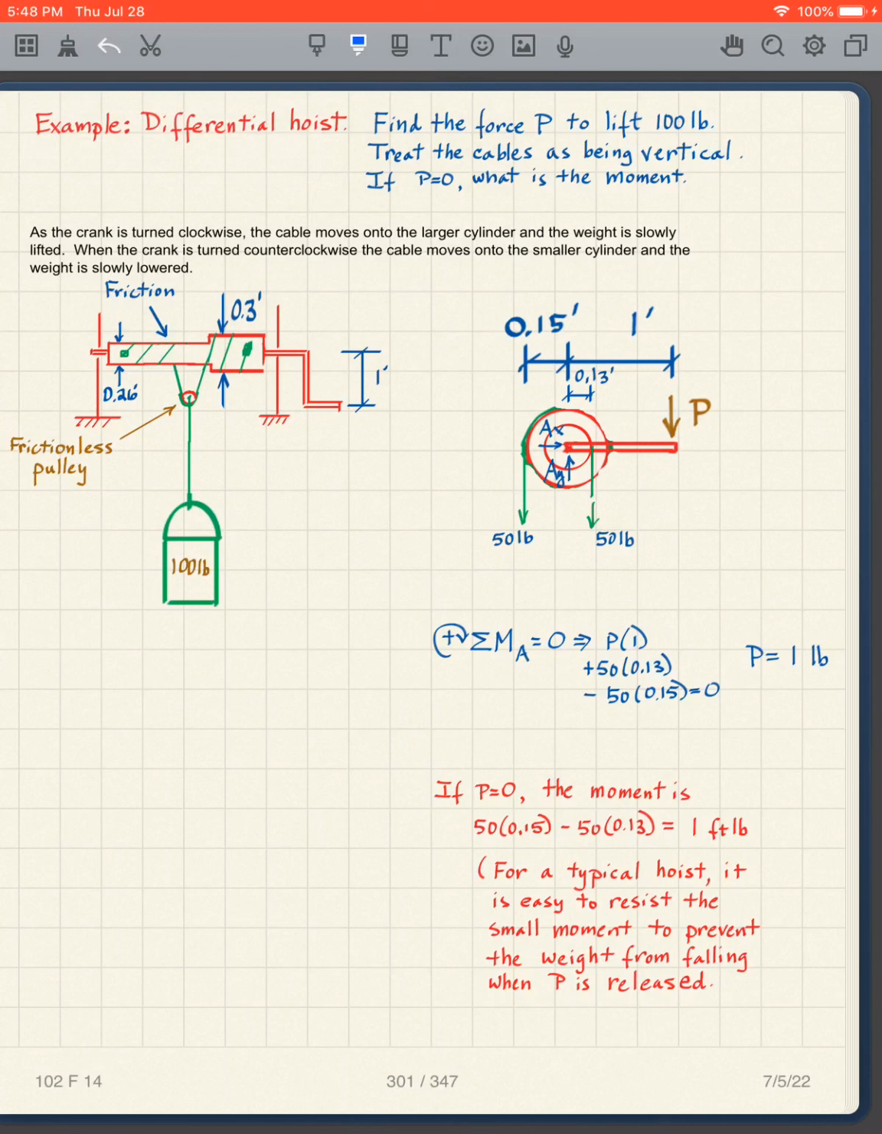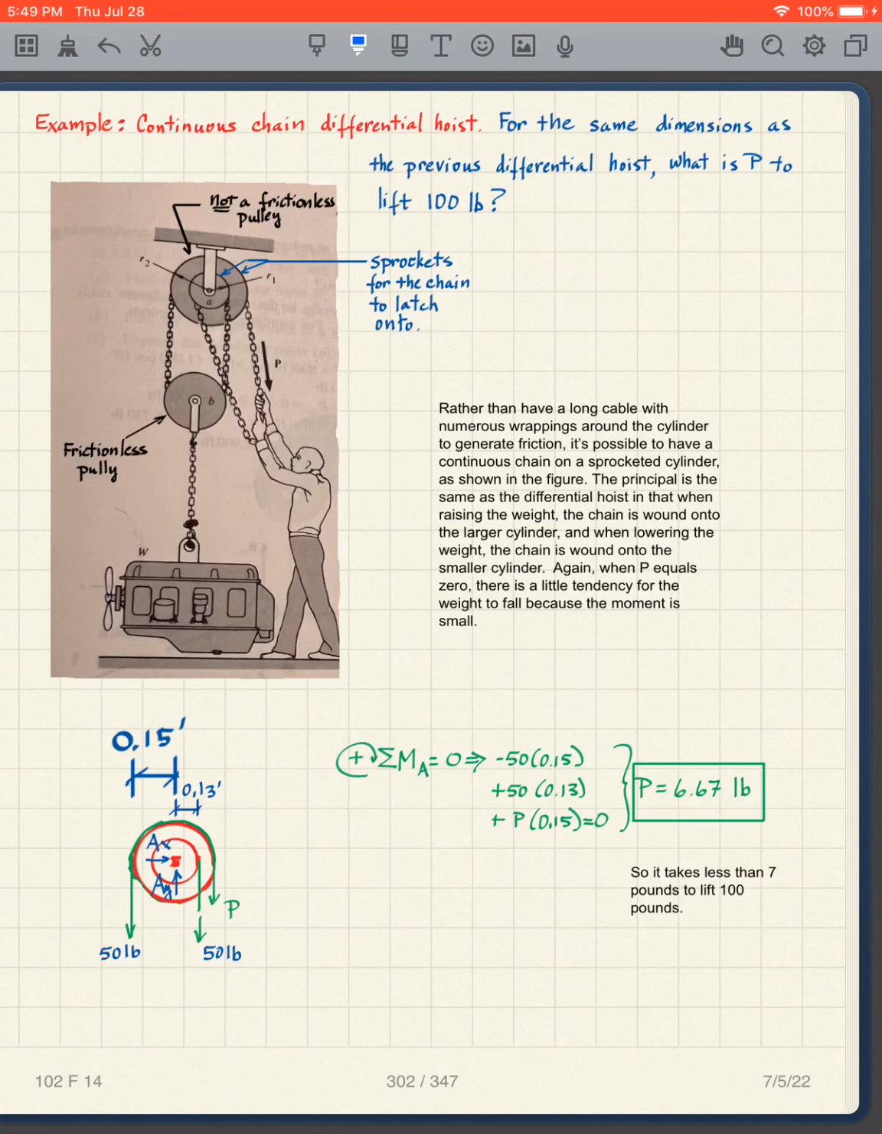They're still opposing. These two are still opposing each other, and so this particular type of hoist, with a little bit of friction in the system, is not going to rotate and drop the load. So it has two advantages. One, it's not going to drop the load, and the other is that it takes a very small load to lift something quite heavy.